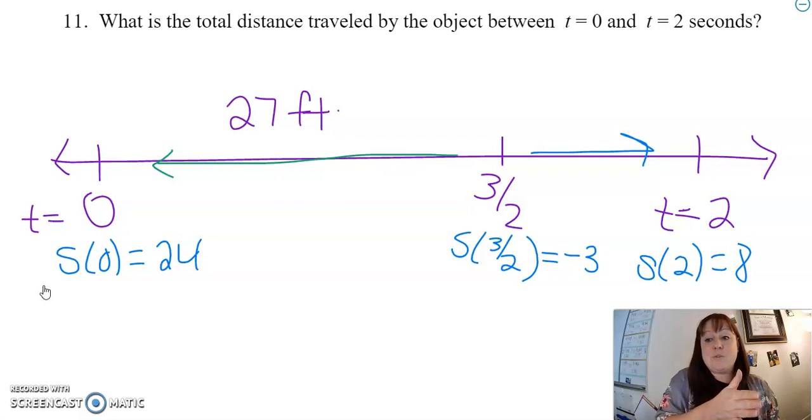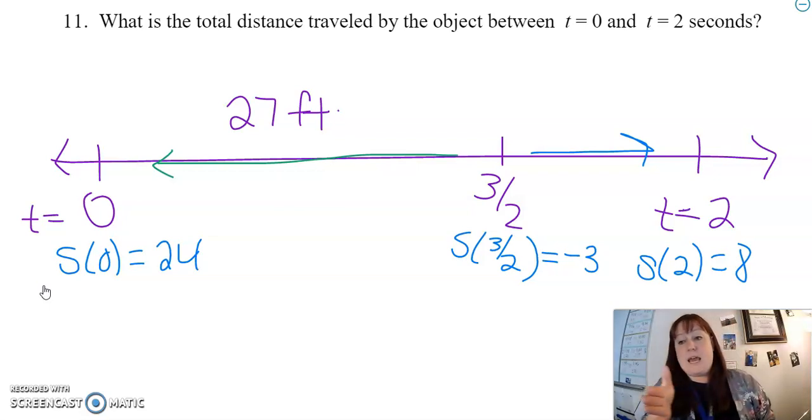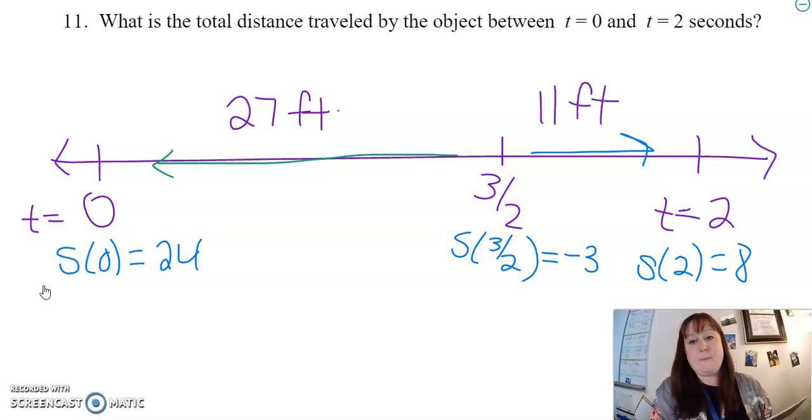Then when I was at -3, I turned around, and I went back to 8. How far did I travel then? Well, then I traveled 11 feet, right? So how far did I travel total? I traveled 38 feet.